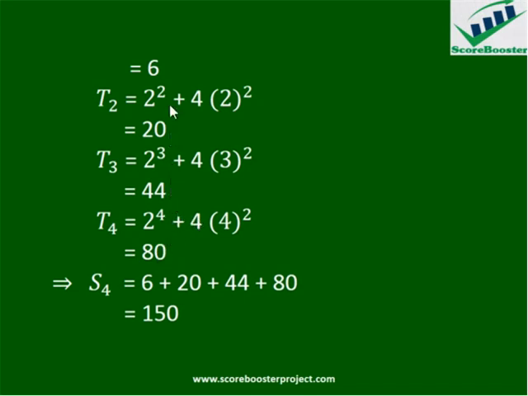Now, we know the values for the first, second, third and fourth terms of that particular sequence. So we find the sum of the four terms of that particular sequence, which will give the value for S4. So here S4 will now be T1, which is 6, plus T2, 20, plus T3, 44, plus T4, 80. So we should sum all this together. We are going to get 150, because 6 plus 20 is 26.